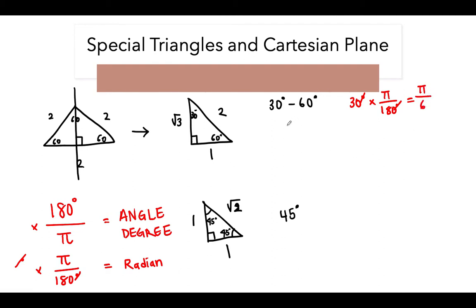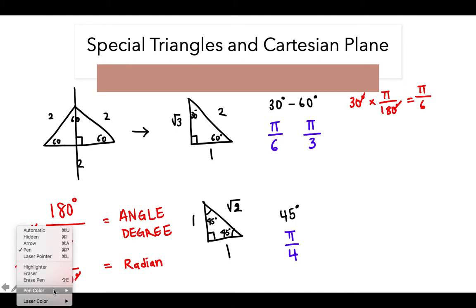Now, it's important to have it memorized and have it in front of you right away. So 30 degrees in radian is pi over 6. 60 degrees is pi over 3. And 45 degrees is pi over 4. So keep that in mind when we are working with radian with exact numbers.